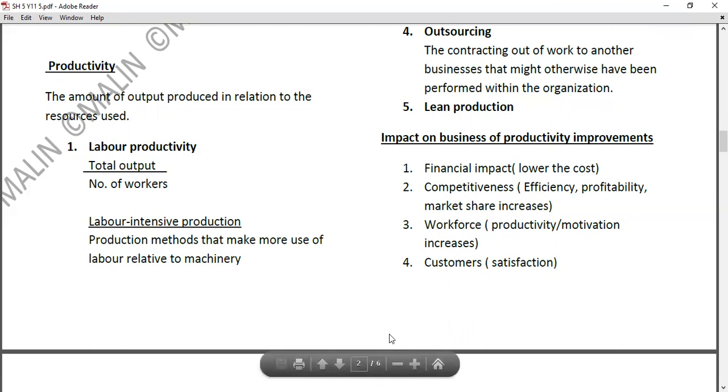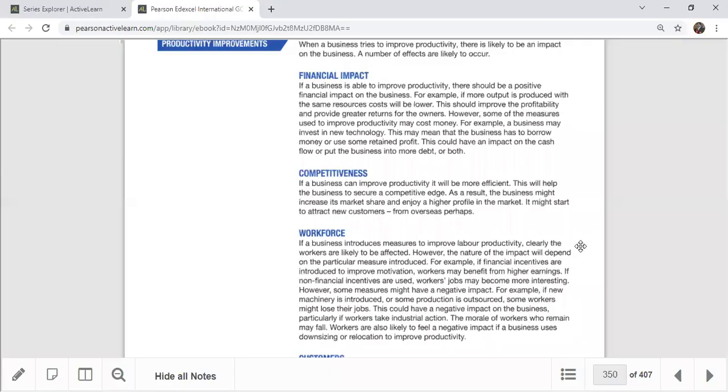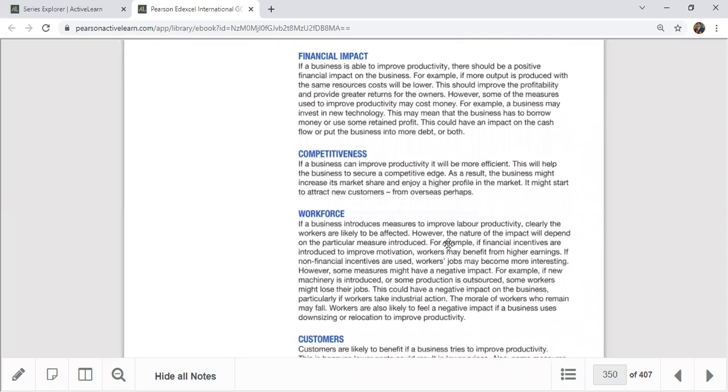Customer satisfaction is the ultimate objective of these techniques, because productivity means not only profit, it's always customer satisfaction, right? So you can see the financial impacts. What you can learn here: if a business is able to improve productivity, there should be positive financial impacts. Cost will be lower. This would improve the profitability and provide greater returns for the owners.